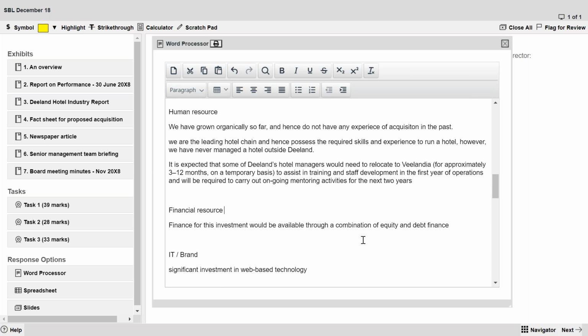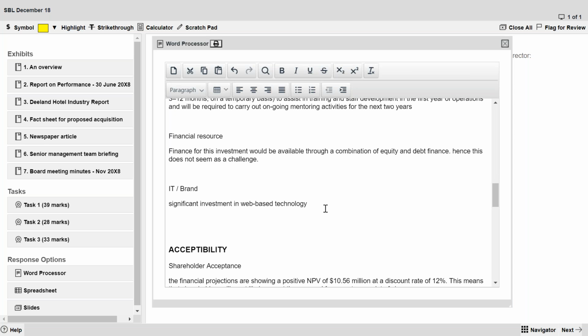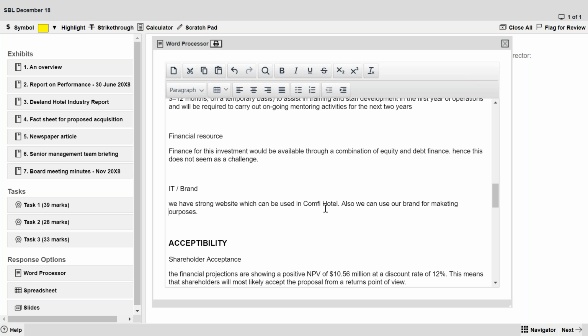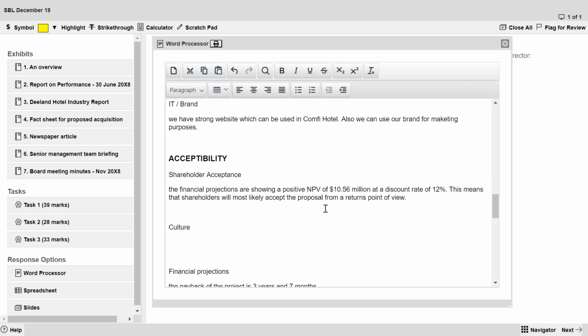That's it. Financial resources. Finance for this investment would be available through a combination of equity and debt finance. Hence, this does not seem as a challenge. Okay, we have the finance. Full stop. IT and brand. We have a strong website which can be used in Comfy Hotel. Also, we can use our brand for marketing purposes. That's it. Just simple, basic things. Acceptability, we have already done the shareholder acceptance. We have mentioned the NPV.